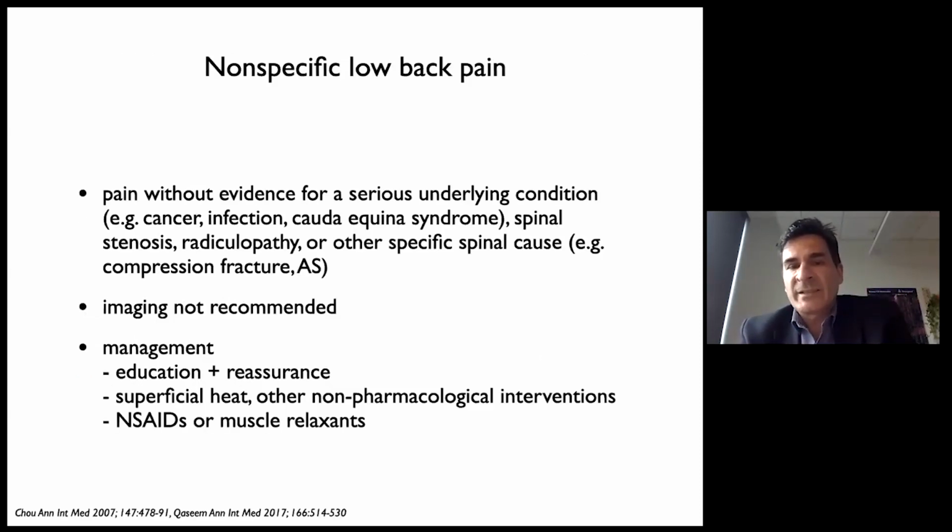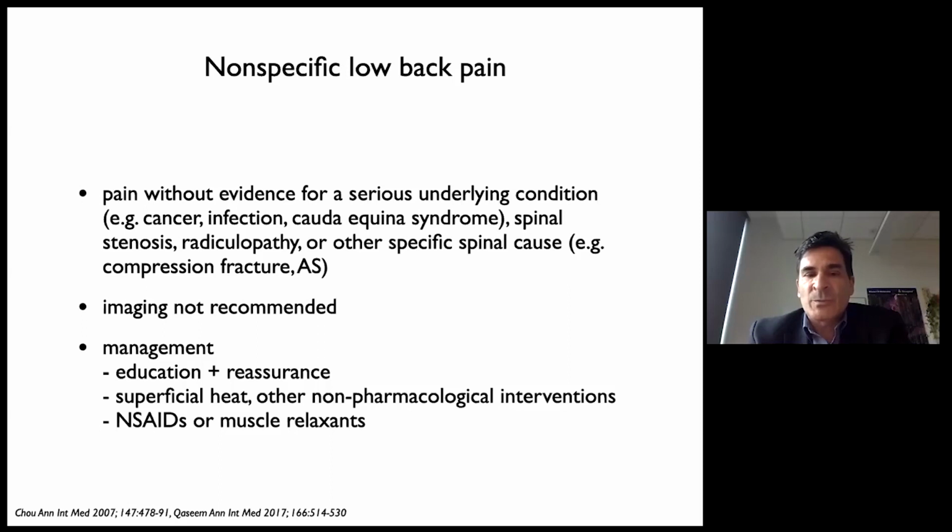This patient presents with symptoms that fall into the category of non-specific low back pain. So this is acute back pain without any evidence for a serious underlying condition. So review of systems in his case was negative for a serious underlying condition. And in this situation, imaging is not recommended because most patients will improve with a bit of time. And in many cases, a precise underlying condition would be difficult to identify. So in the absence of any symptoms or signs suggesting a serious underlying condition, the patient should be managed with education and reassurance.